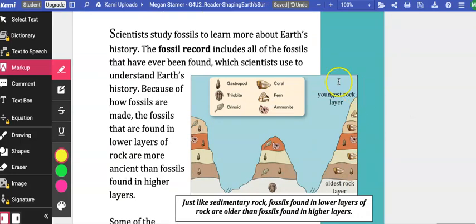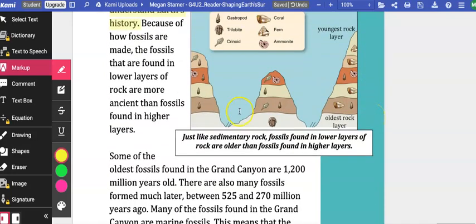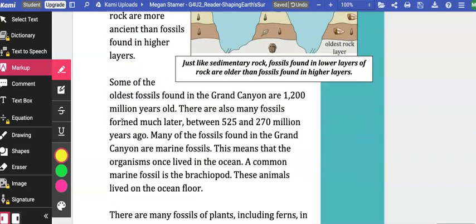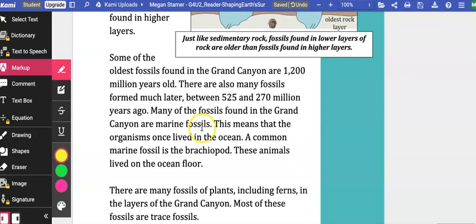Scientists study fossils to learn more about Earth's history. The fossil record includes all the fossils that have ever been found, which scientists use to understand Earth's history. Because of how fossils are made, the fossils that are found in lower layers of rock are more ancient than fossils found in higher layers. Some of the oldest fossils found in the Grand Canyon are 1,200 million years old. There are also many fossils formed much later, between 525 and 270 million years ago.